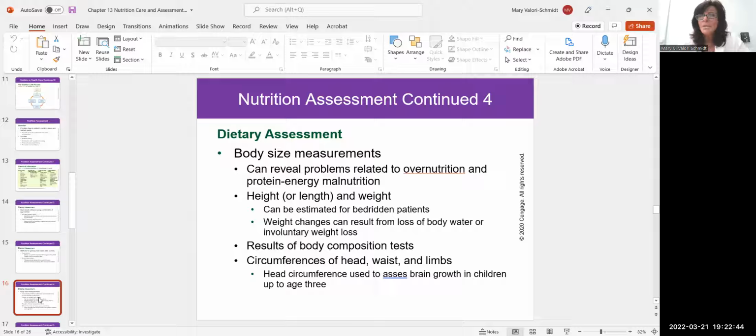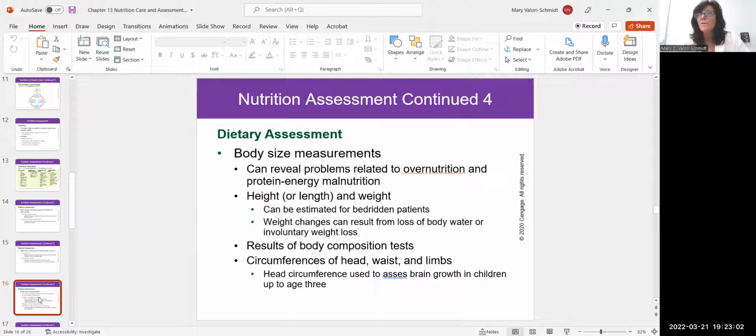And people's weight can change because of things like loss of fluid volume, right? So for example, somebody with congestive heart failure, they can gain or lose 3 pounds or 5 pounds overnight, but that's not fat. That's not body mass. That's fluid, right? So that's different.